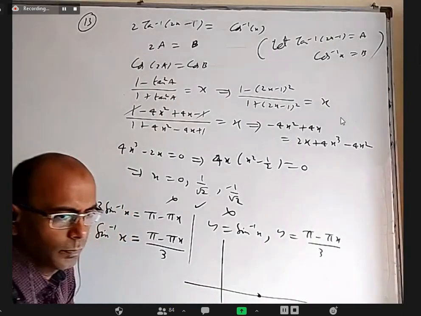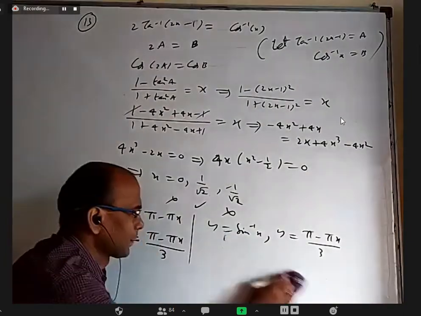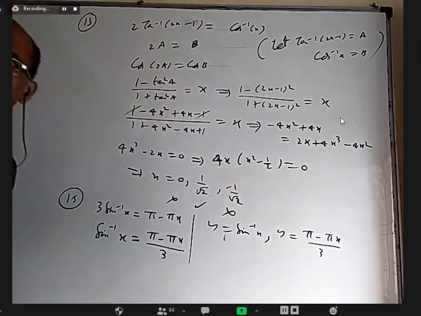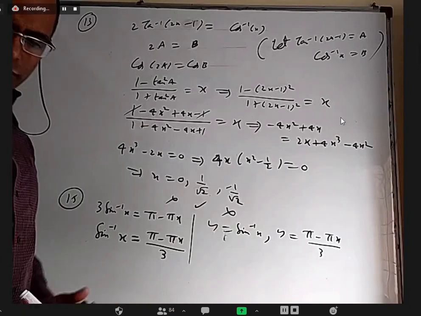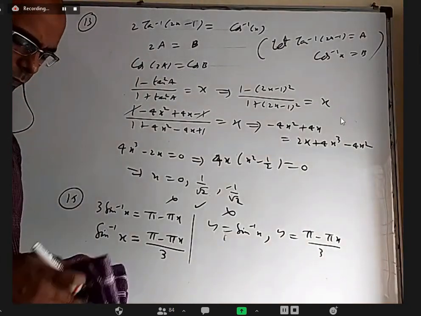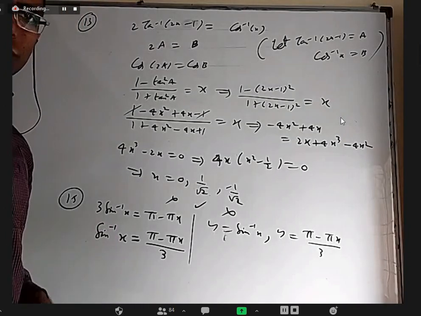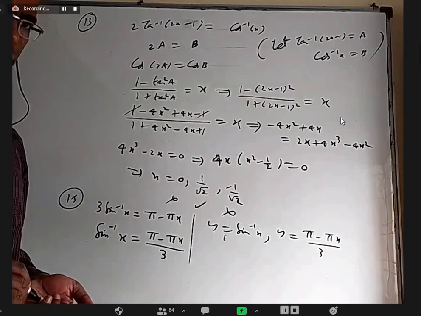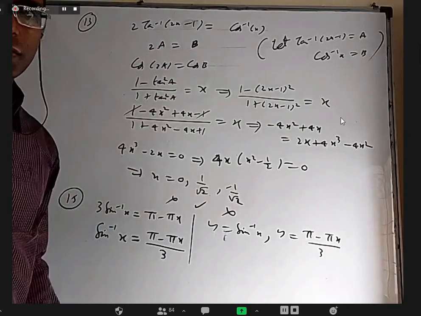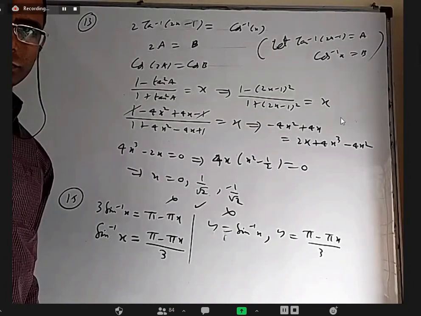One is here. People cannot see. Okay, 13 I want to erase. Anybody needs more time? No, sir. Sir, how did you eliminate the values? When you put them back in the original equation, LHS and RHS are not equal. One is coming negative of the other. Oh, yes, sir.